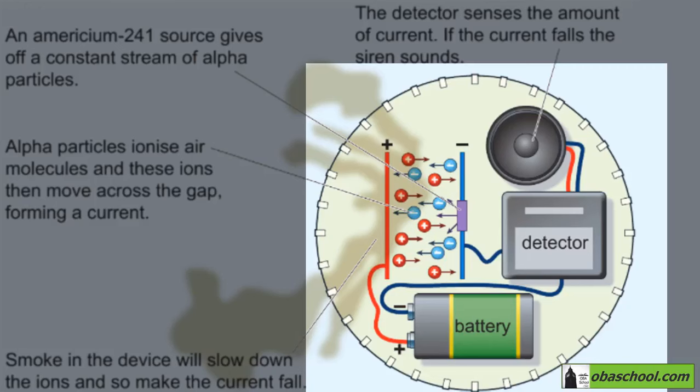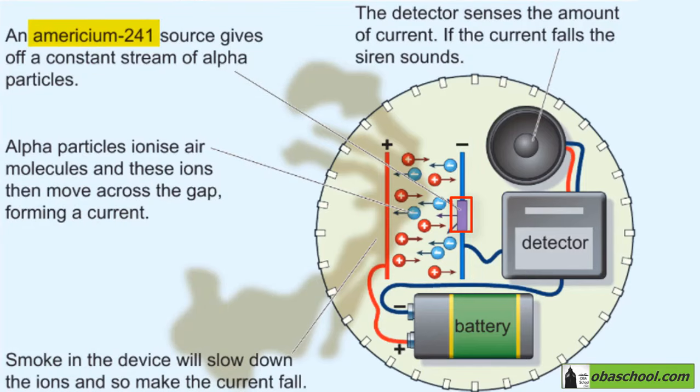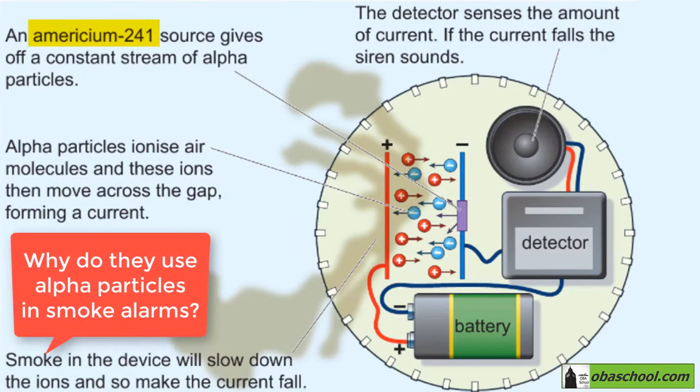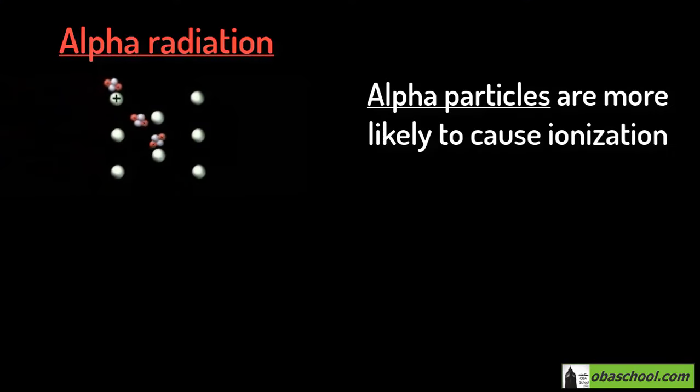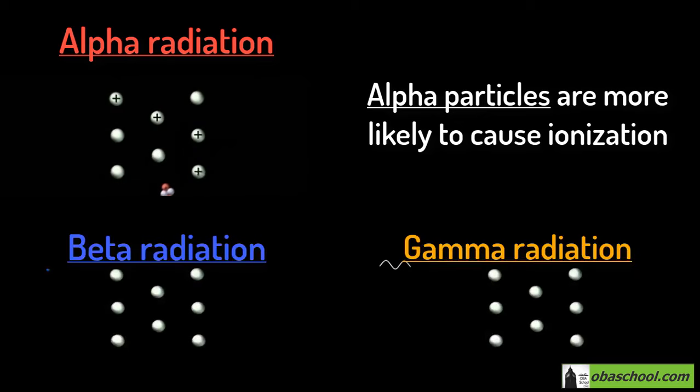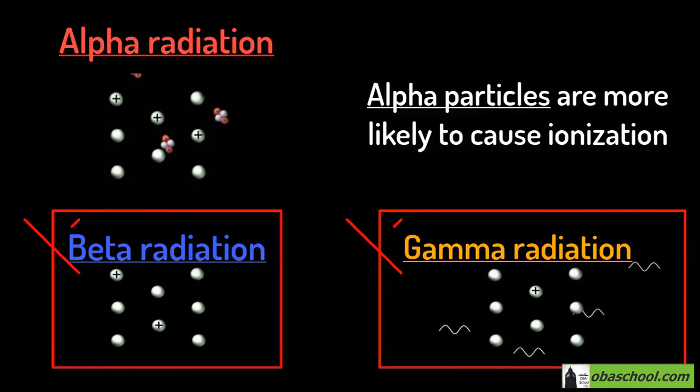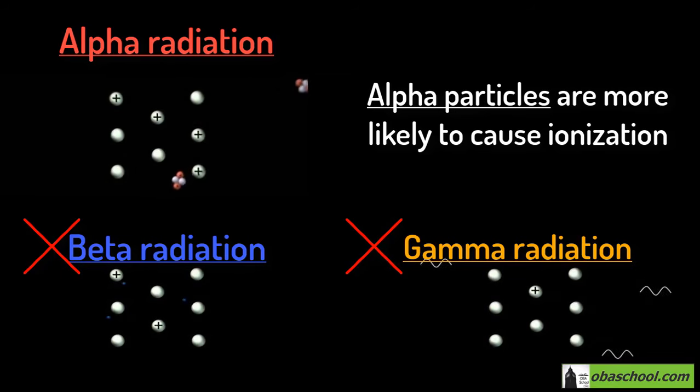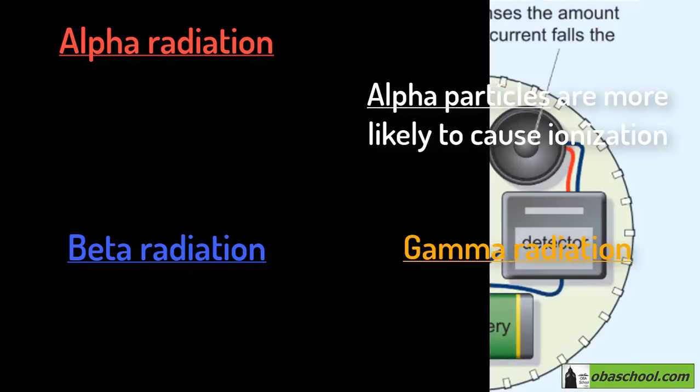A smoke alarm contains a source of alpha particles, usually a radioactive isotope called americium-241. Why do they use alpha particles in smoke alarms and not beta or gamma radiations? This is because alpha particles can generate ionization to make the air in the gap conduct electricity more than that of beta or gamma radiation. So the beta or gamma radiation could not be used because they do not create enough ions to make the air in the gap conduct electricity. We're going to check this point later in this video.